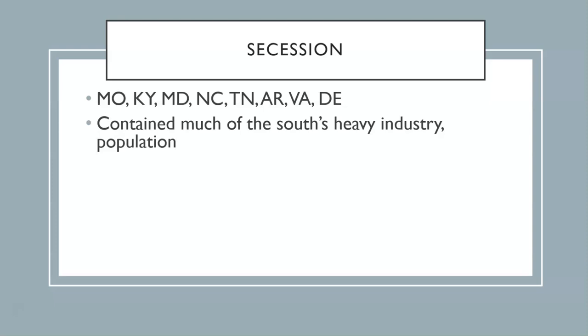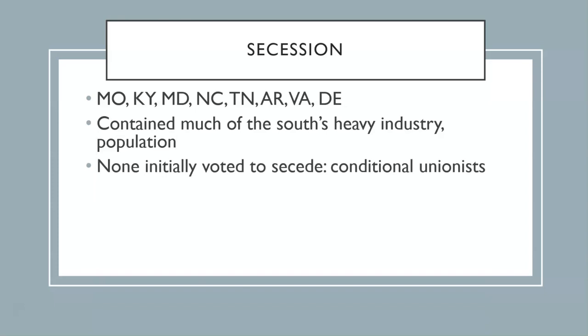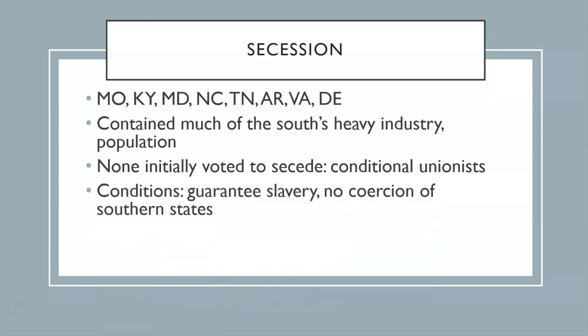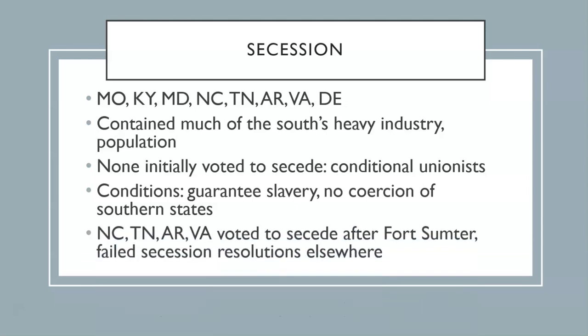Eventually, Missouri, Kentucky, Maryland, North Carolina, Tennessee, Arkansas, Virginia, and Delaware had most of the heavy industry and most of the population. None of them initially voted to secede, and so they were what we might call conditional unionists. What were their conditions? That there would be a guarantee of slavery, but no coercion of the southern states.